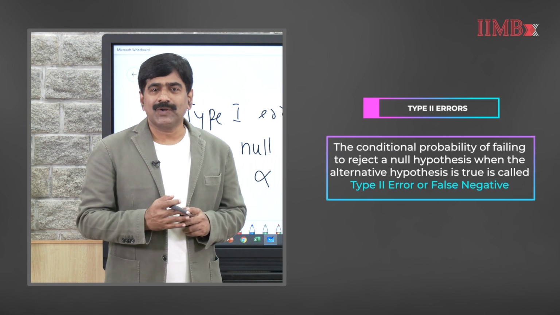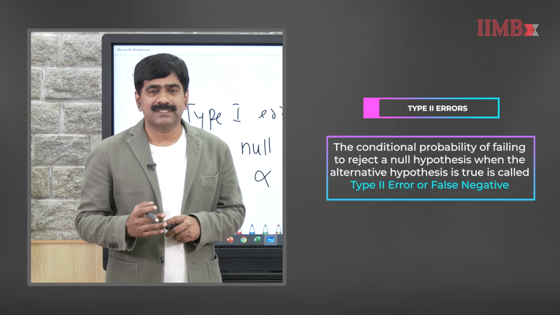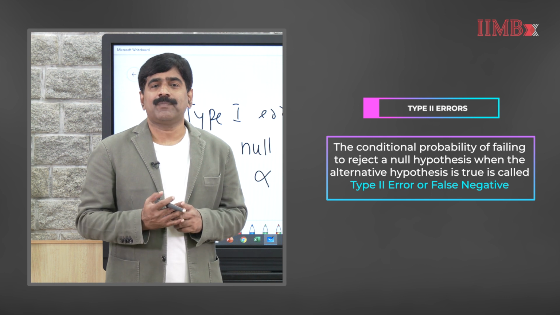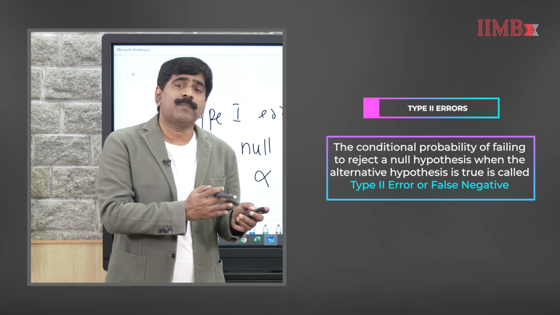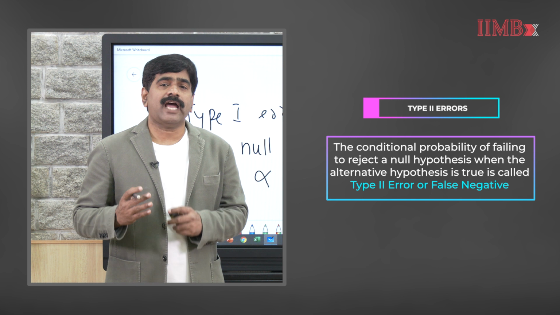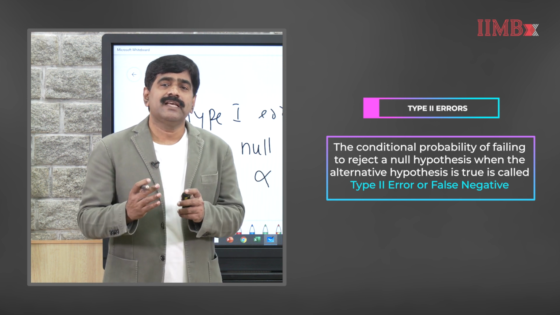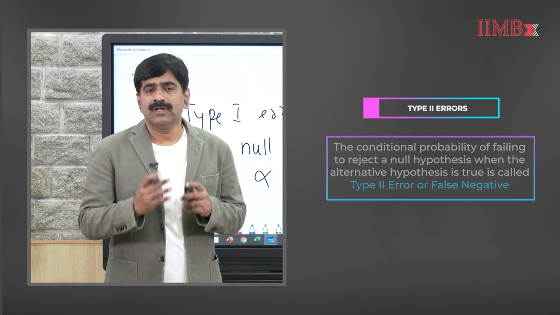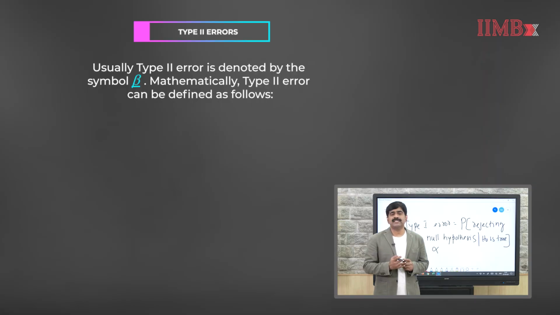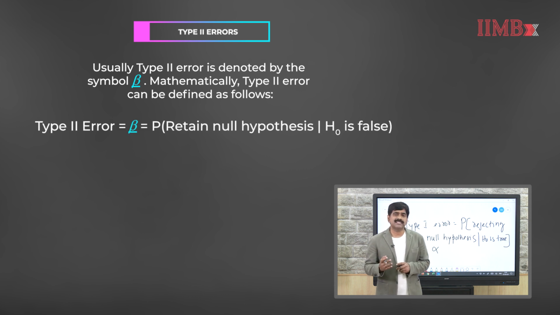The conditional probability of failing to reject a null hypothesis, or retaining a null hypothesis, when the alternative hypothesis is true is called type 2 error or false negative, that is, falsely believing that there is no relationship. Usually, type 2 error is denoted by the Greek symbol beta. Mathematically, type 2 error can be defined as the conditional probability of retaining the null hypothesis when the null hypothesis is false.